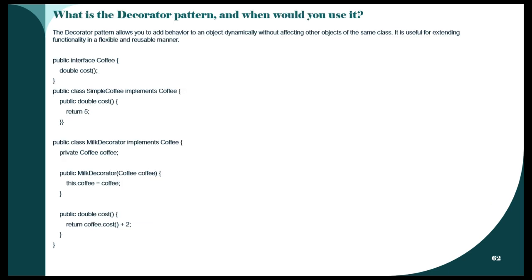What is the decorator design pattern? This design pattern allows you to add behavior to an object dynamically, and it is not going to affect other objects of the same class. That is the benefit of using it. It is very useful when you're trying to extend functionality, in terms of flexibility and reusability.